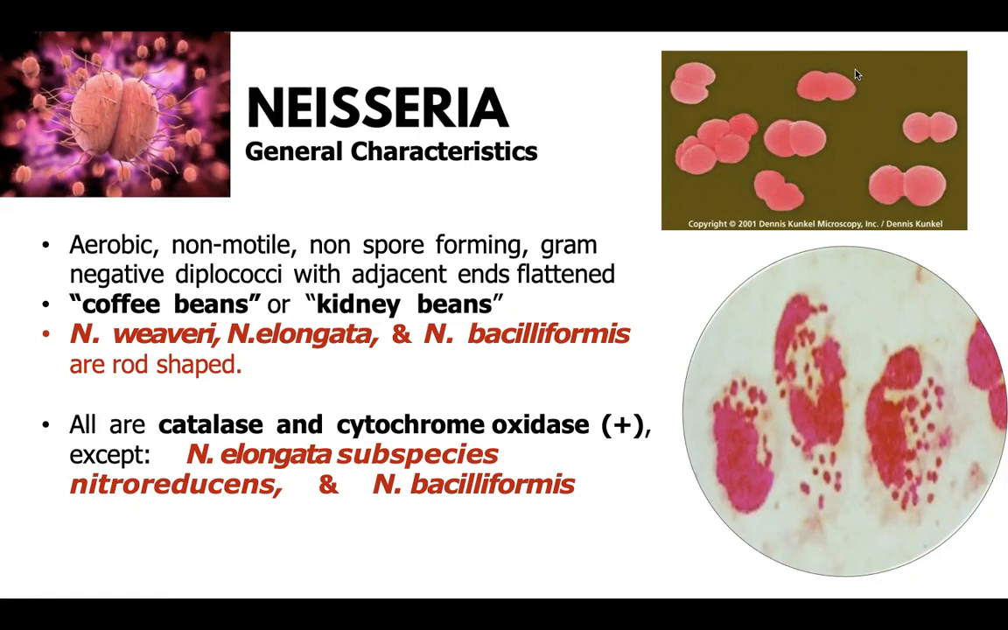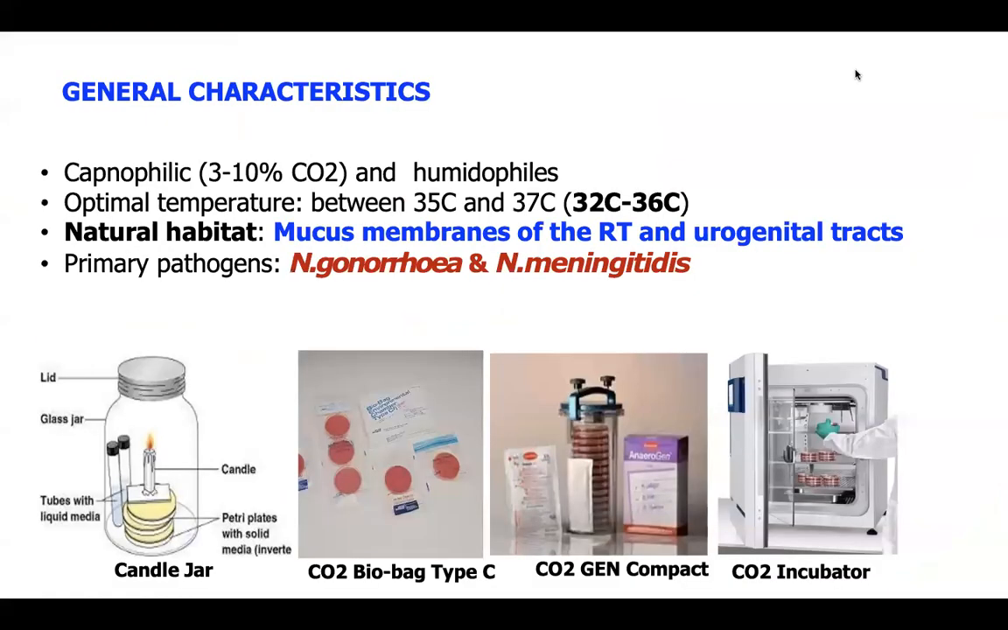Okay? With the exception of Neisseria weaveri, Neisseria elongata, Neisseria bacilliformis, because they appear to be bacilli or rod-shaped in form. Okay? Now, in addition to their microscopic characteristics, biochemical reactions of our Neisseria include catalase and cytochrome oxidase test, wherein they are positive for both, with the exception of Neisseria elongata subspecies nitroreducens and bacilliformis. So nitroreducens and bacilliformis are catalase and cytochrome oxidase negative.